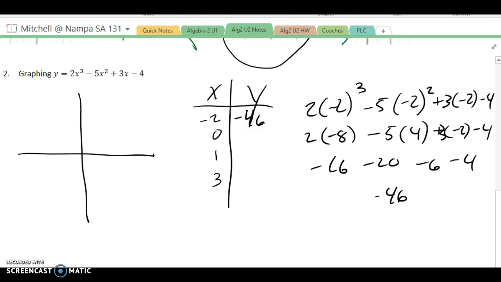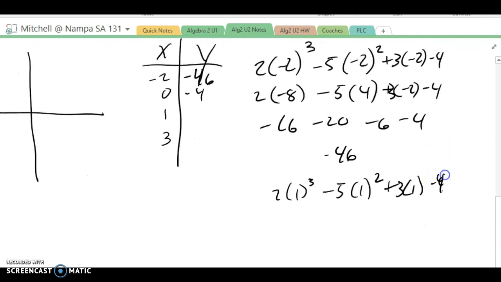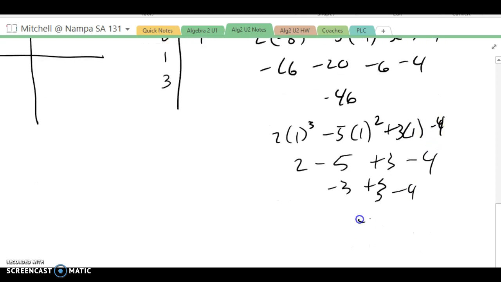And then 0 is negative 4. When I put a 1 in, so I put 1 in for everything, we're going to get 2 times 1 cubed, minus 5 times 1 squared, plus 3 times 1 minus 4. This is kind of simple because 1 times 1 times 1 times 2 is 2, 5, 3, minus 4. So it goes pretty quick. So it's negative 3 plus 3 minus 4. So the answer is just minus 4.